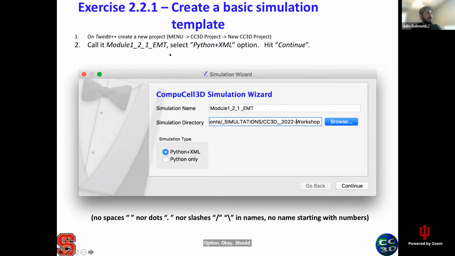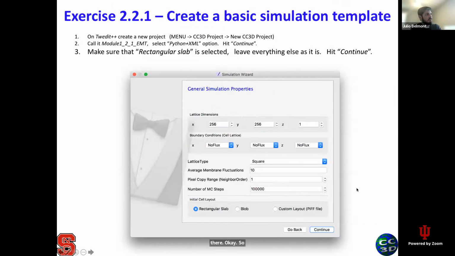Hit continue. You can name your simulation whatever you want, as long as you don't have spaces. Actually, here I have a space, so this would be bad. Although here I don't have. So no spaces, don't start with a number, and don't have funny characters there, okay? So hit continue, all right?